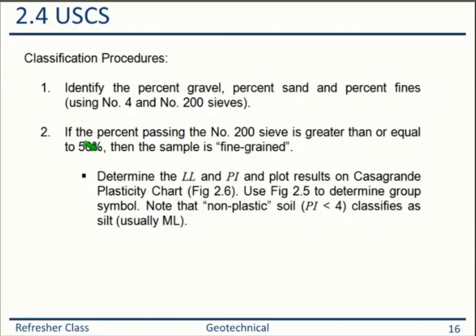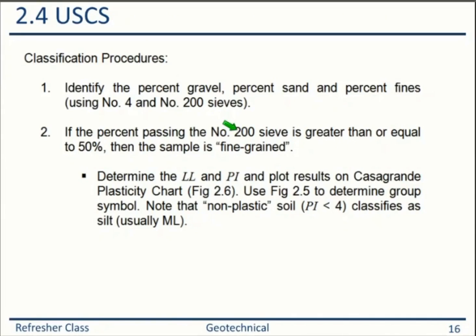In that case, if 50% or more is passing, you can use the Casagrande plasticity chart, which is figure 2.6, and based upon the liquid limit and PI value, you will get both the first letter and the second letter. That is pretty good, right? If 50% or more is passing the number 200 sieve, then you simply use the Casagrande plasticity chart, and you can find the first letter and second letter.